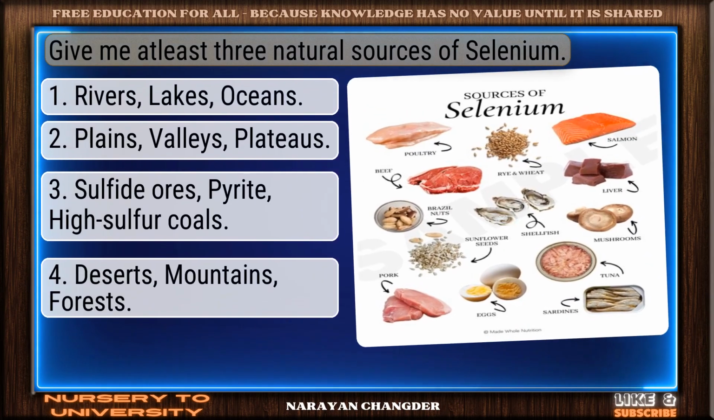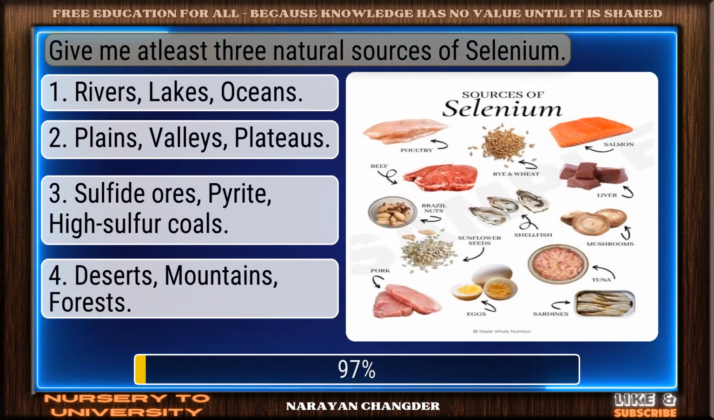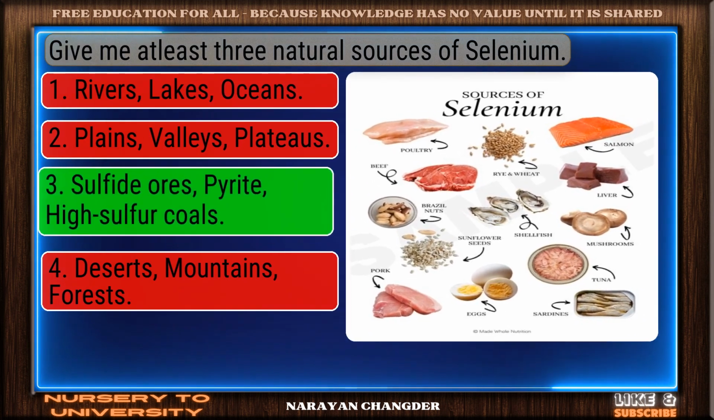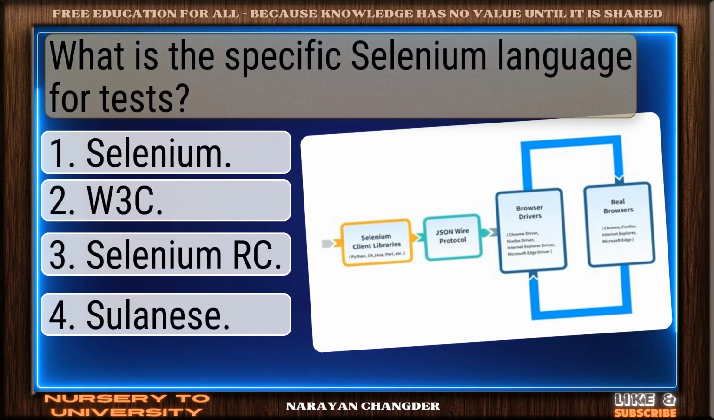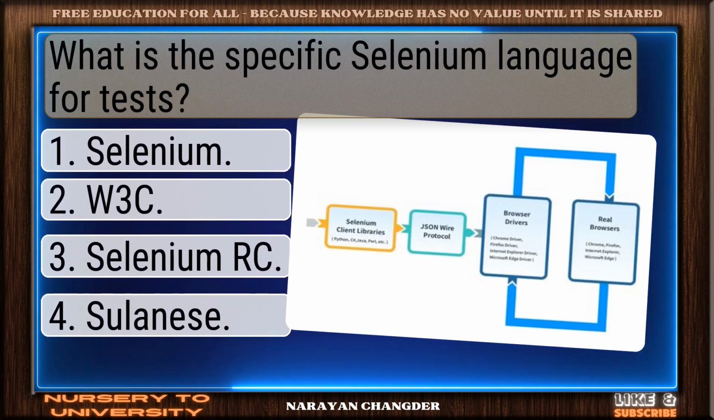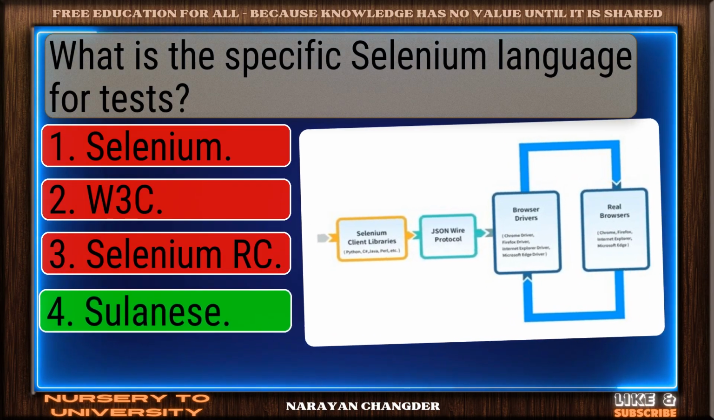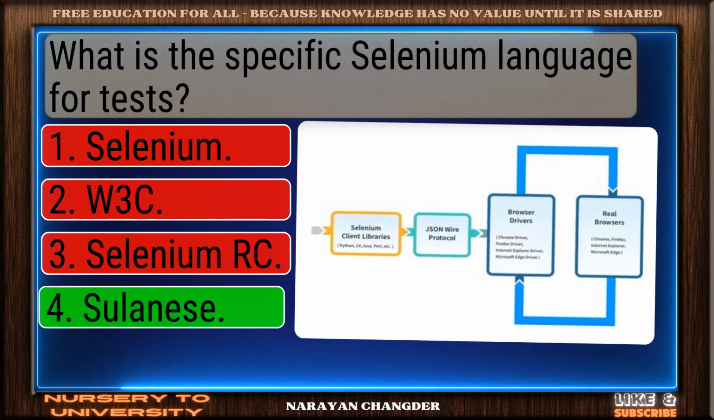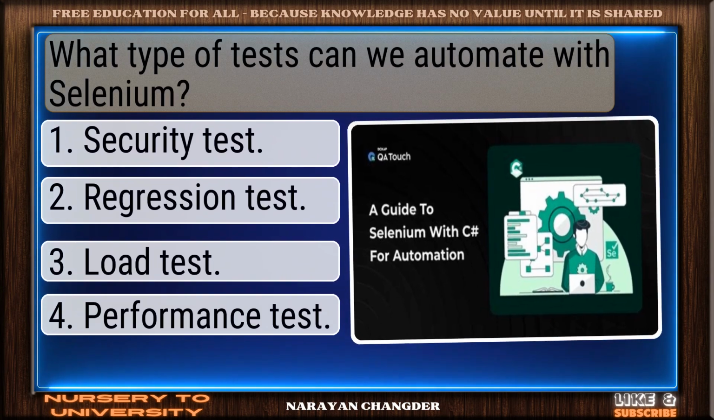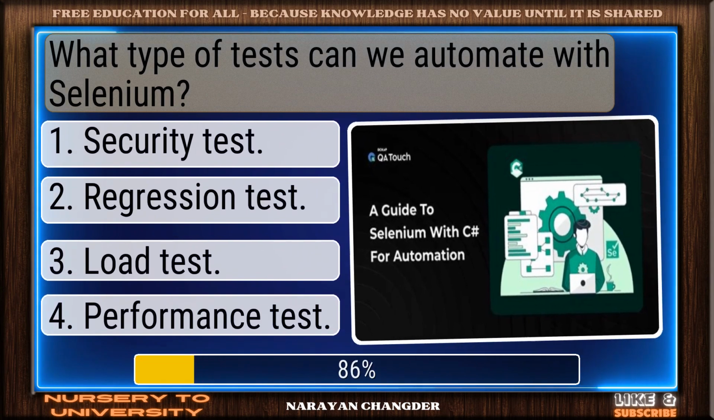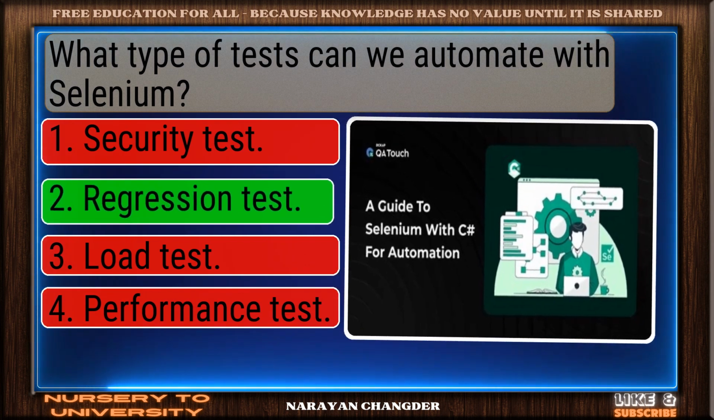Question number 40. Give me at least 3 natural sources of selenium. On track. Sulfide ores, pyrite, high sulfur coals is the correct answer. Question number 41. What is the specific Selenium language for tests? Smart move. Sudanese is an accurate answer. Question number 42. What type of tests can we automate with Selenium? Perfect. Regression test is the correct choice.